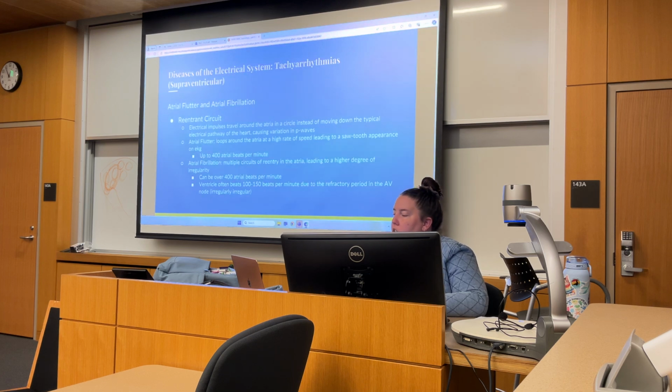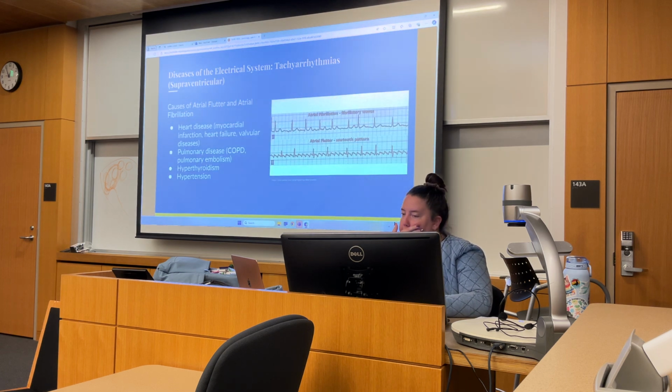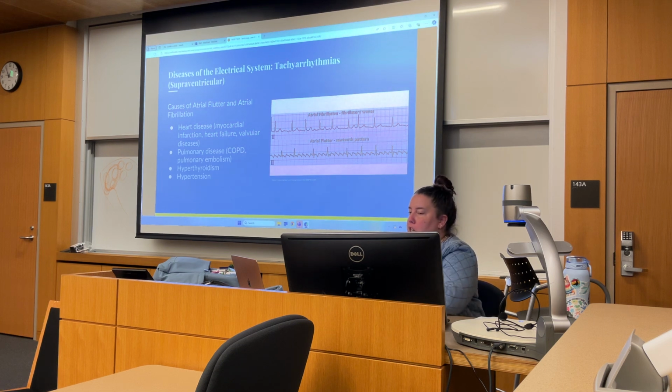The regularity of the sawtooth pattern in atrial flutter is one way to distinguish between atrial flutter and atrial fibrillation. The P waves in atrial fibrillation will look completely random and irregular, or they won't show up at all because they're just happening one after the other. All right, so you can see that here. The top strip is atrial fibrillation and the bottom strip is atrial flutter. There are EKG strips on the exam where you have to say, this is what I'm looking at. Okay? Yes? Could you say that part again about distinguishing between the flutter and... Sure.